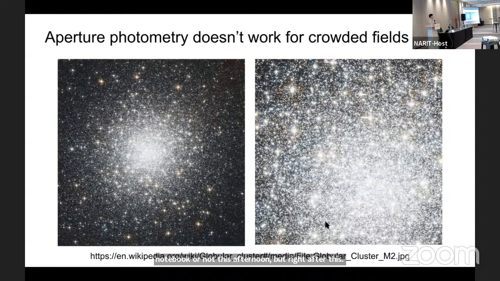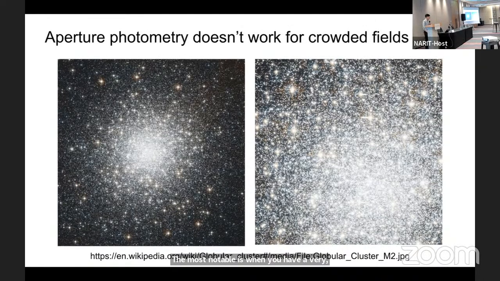Now, if it's so simple, if it's so easy, and it doesn't rely on any assumptions, why do we have an alternative to aperture photometry? The reason is because there are a few scenarios where aperture photometry does not work very well or at all. The most notable is when you have a very, very crowded field.